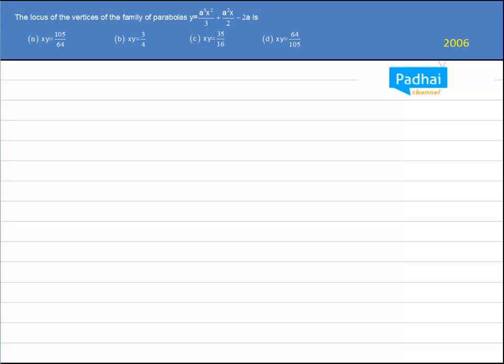Okay, now let us take another 2006 problem which says that you have to find the locus of all the vertices which will be formed by the family of parabolas y equal to a cube x square by 3 plus a square x by 2 minus 2a. So you need to find the vertices of all these family of parabolas.